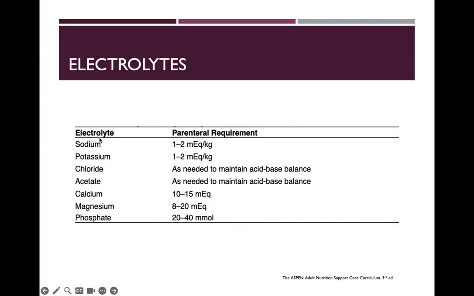The big ones you're going to worry about are sodium, potassium, chloride and acetate, as the slide says, which really depends on the acid-base balance. Acetate is going to give you more of an alkalosis picture, whereas chloride is going to give you more of an acidosis picture. So based on where your patient falls, you give more of the opposite, if that makes sense. Then calcium, magnesium, and phosphate are also important for other enzymatic functions as well. You adjust all these amounts based on the patient's serum levels.